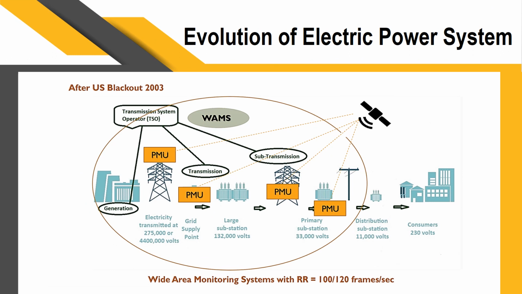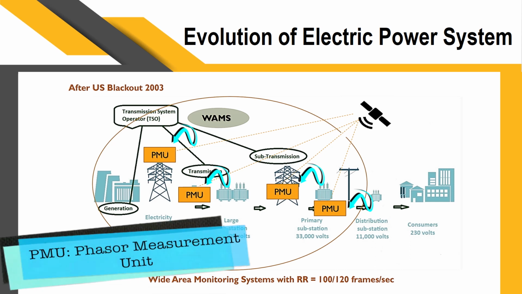Now, when a post-mortem analysis was done, it was found that at heart the main reason behind that US blackout was the lack of real-time monitoring of the power system. Therefore, a need was felt for real-time monitoring and subsequently for real-time protection and control of the power system. To achieve this target, a new measuring device came into being, popularly known as the PMU. And the full form of PMU, as most of us know, is Phasor Measurement Unit.